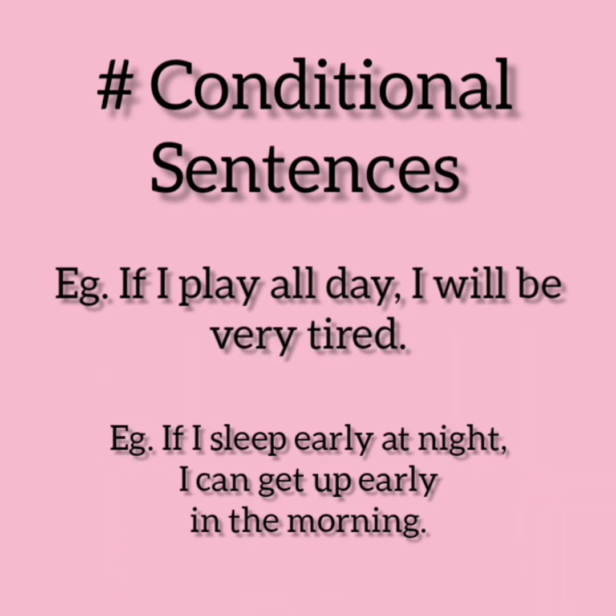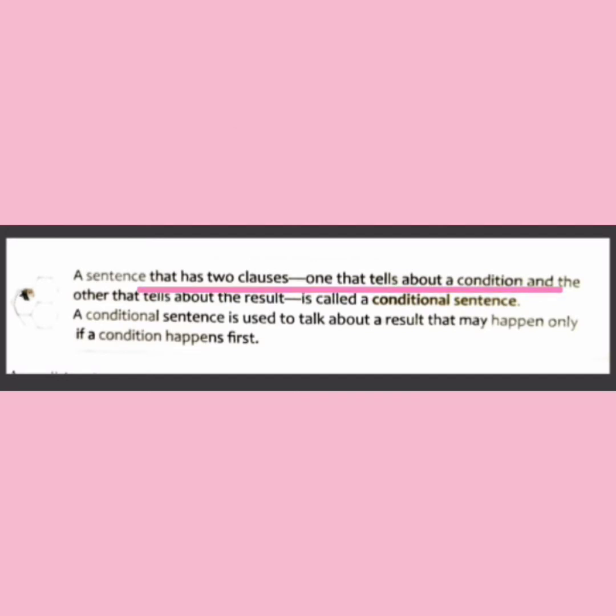These sentences tell us that something is necessary or must happen before another thing happens. Each sentence tells us that a certain situation must exist for a condition to be fulfilled. A sentence that has two clauses, one that tells us about a condition and the other that tells about the result, is called a conditional sentence.